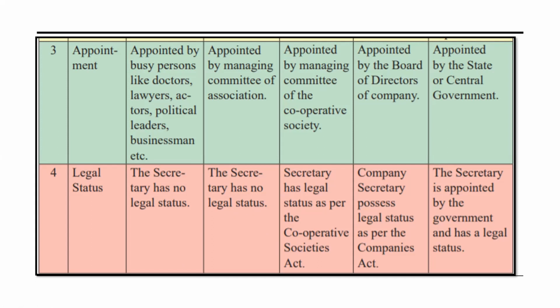What about cooperative society? Yes, the secretary has got a legal status as per the Cooperative Societies Act. What about joint stock company? Yes, the company secretary possesses a legal status as per the Companies Act. In case of government company, the secretary is appointed by the government and therefore has got a legal status. So in case of personal and the non-profit organization, there is no separate legal status. Yes, in case of joint stock company, cooperative society and government, the secretary has got a separate legal status.